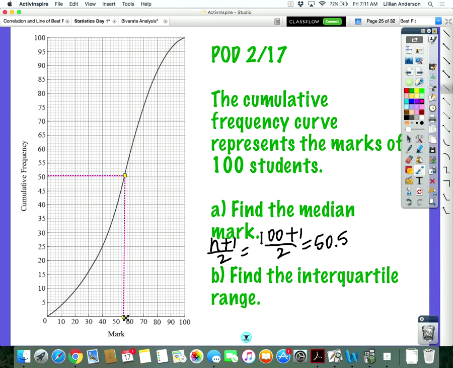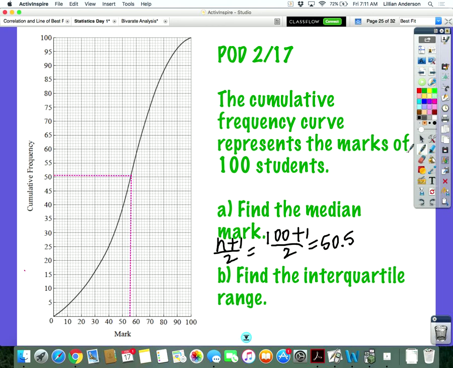And I'm looking at somewhere around 56. This clearly is going by twos, 2, 4, 6. So my median is 56.